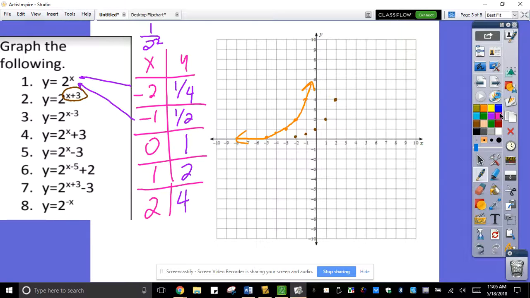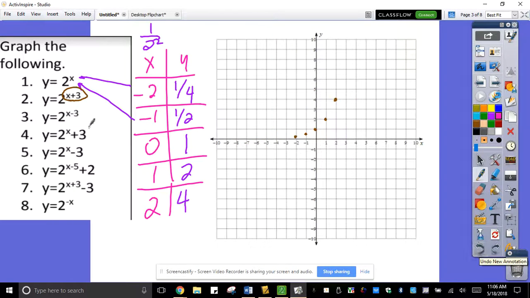Now, if I would like to graph number 3, which is x minus 3, from these brown points, I just have to go 3 to the right. So that's easy. 1, 2, 3, 1, 2, 3, and so on and so forth. So the graph, the pink one, is number 3. We're good? Next.